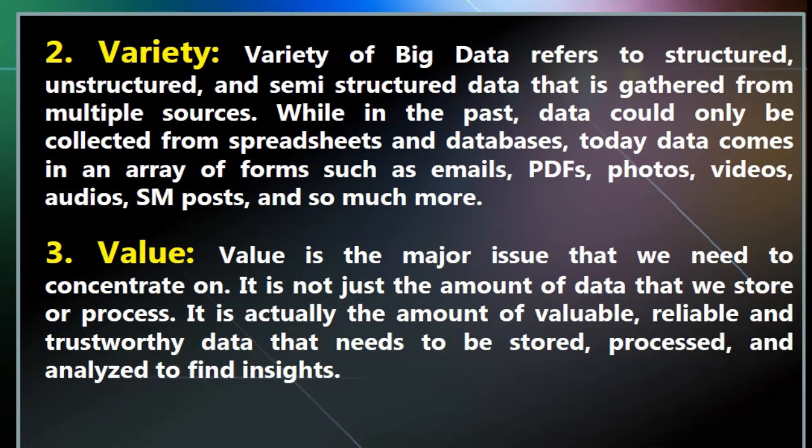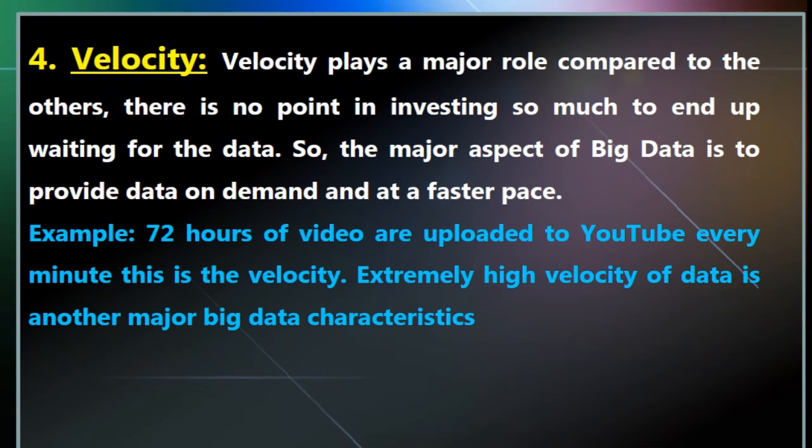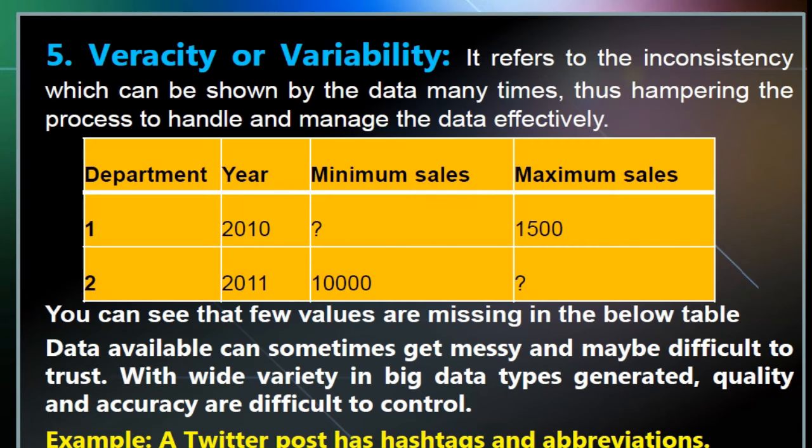Value. Value is a major issue that we need to concentrate on. It is not just the amount of data that we store or process, it is actually the amount of valuable, reliable, and trustworthy data that needs to be stored. Next, velocity. It plays a major role compared to the others. There is no point in investing so much to end up waiting for the data. So the major aspect of big data is to provide data on demand and at a faster pace.